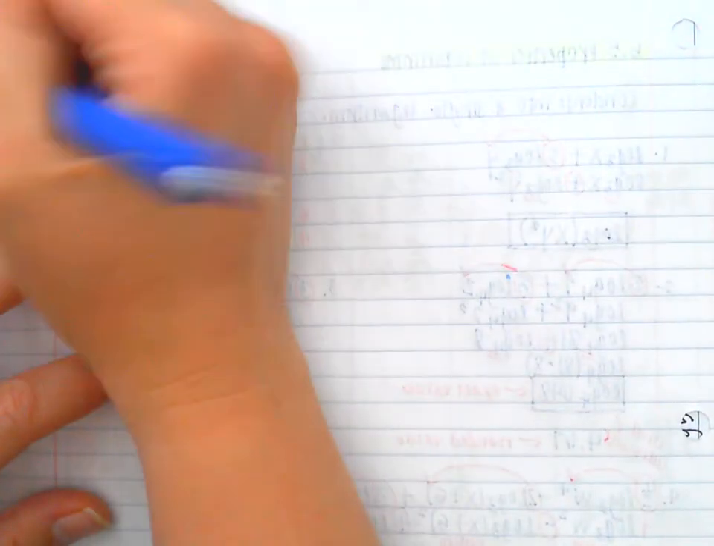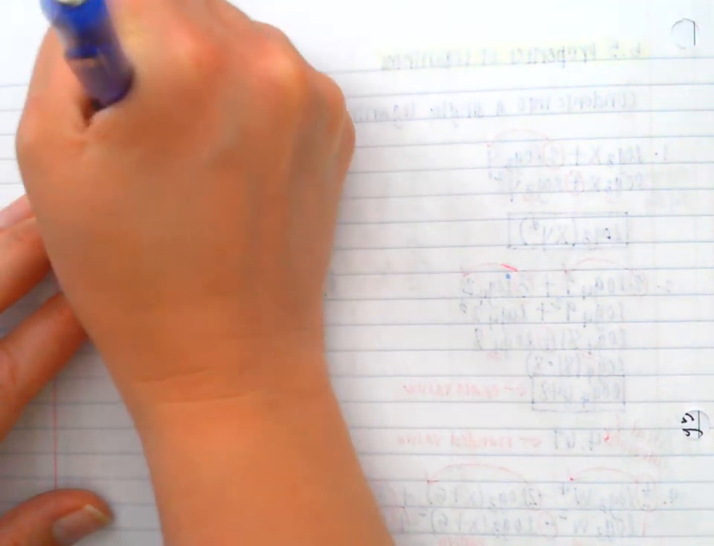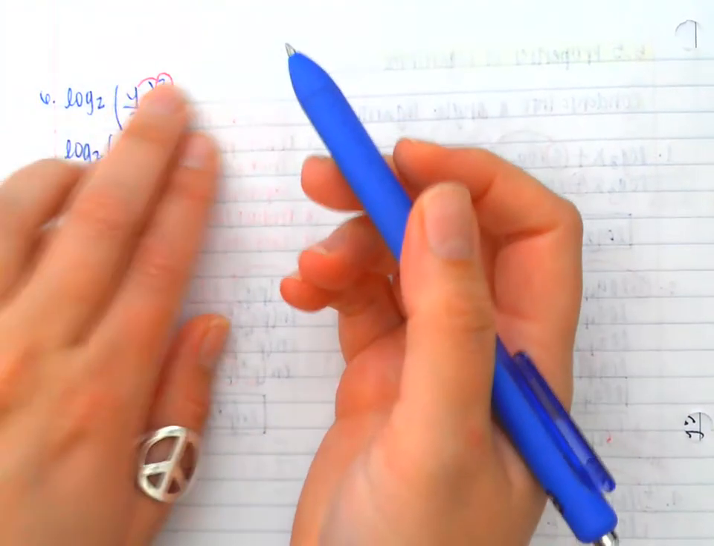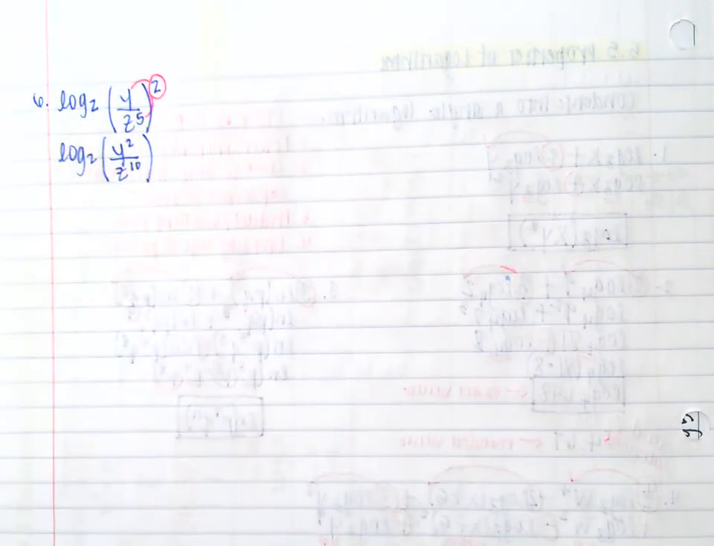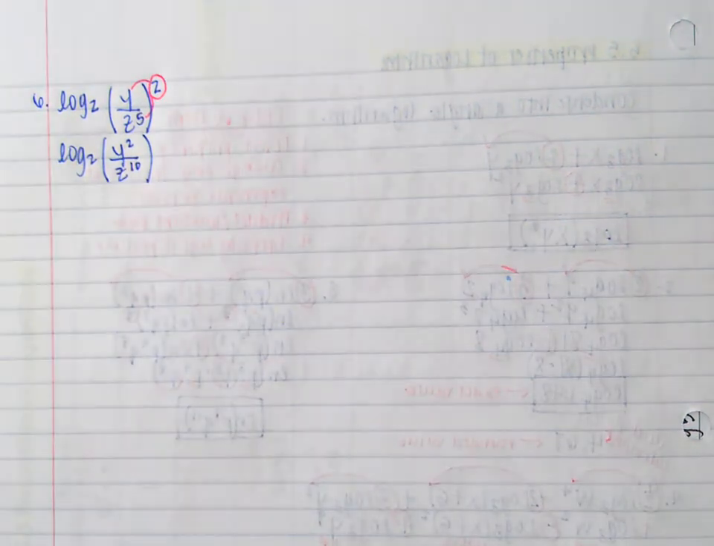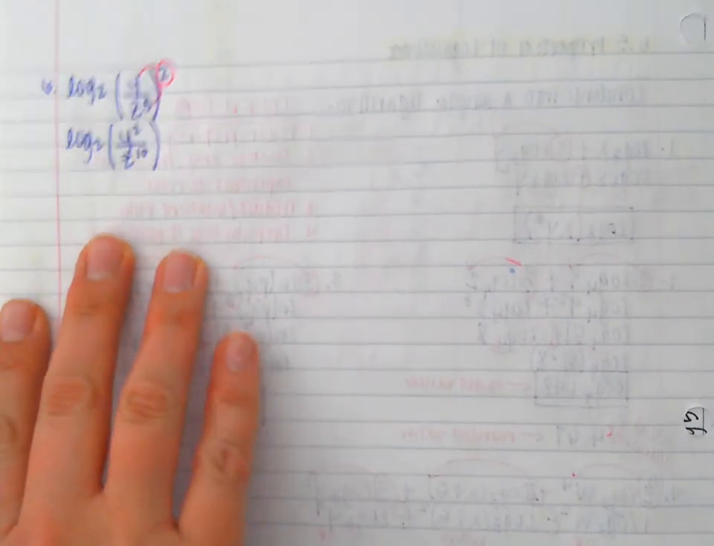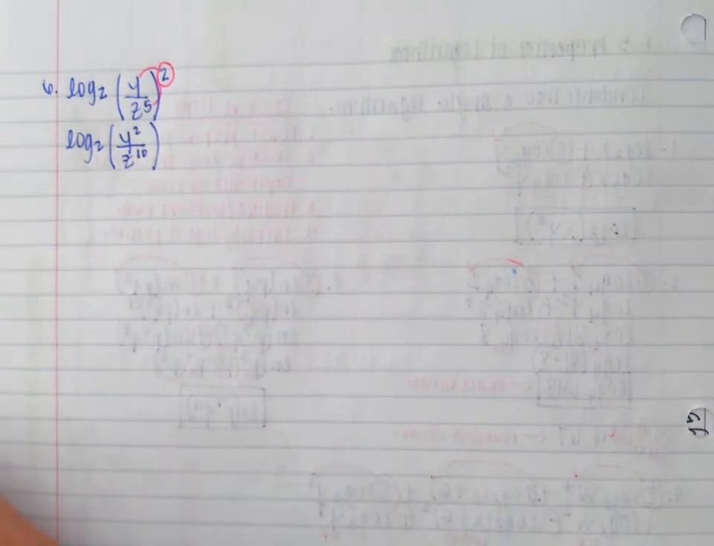So this would be log base 2 of y squared over z to the 10th. So we just power to a power, we multiply. This is a 1. 1 times 2 is 2. 5 times 2 is 10. So then what I want you guys to do, pause me from here, and finish this problem on your own. So expand this one on your own, and then come back and check your work.